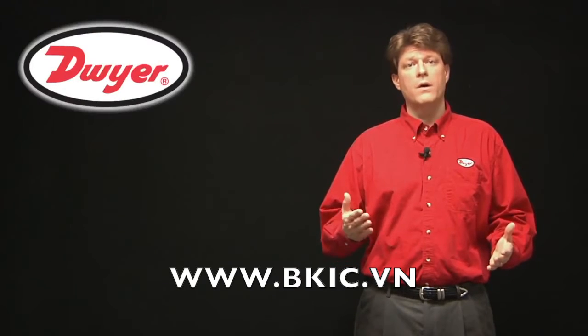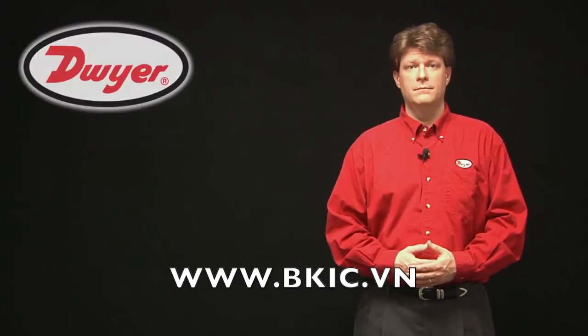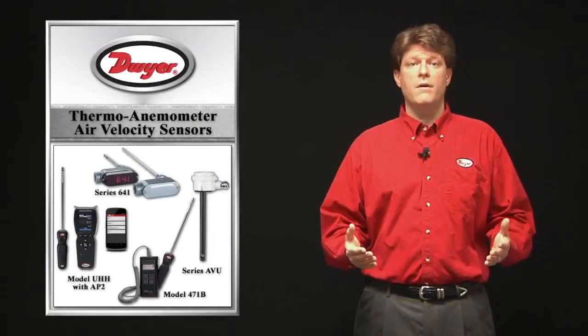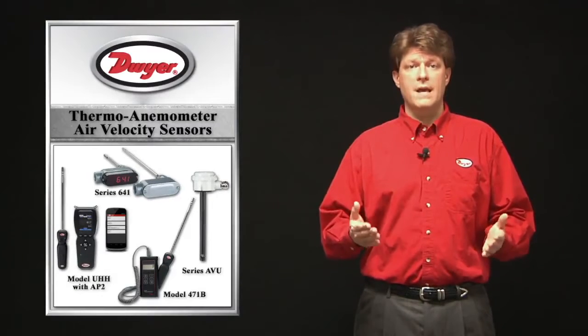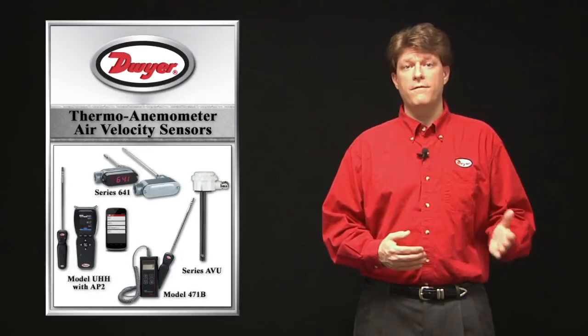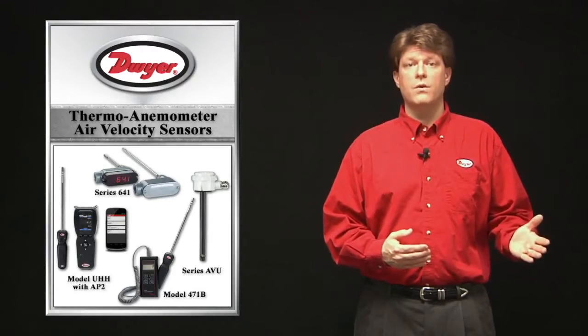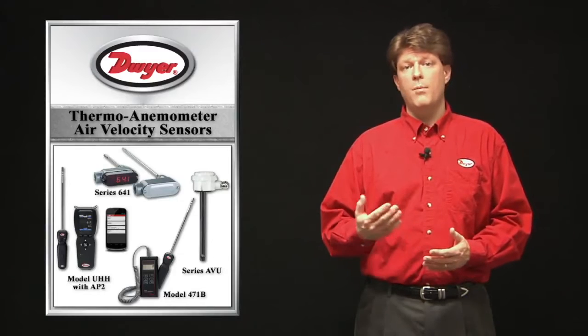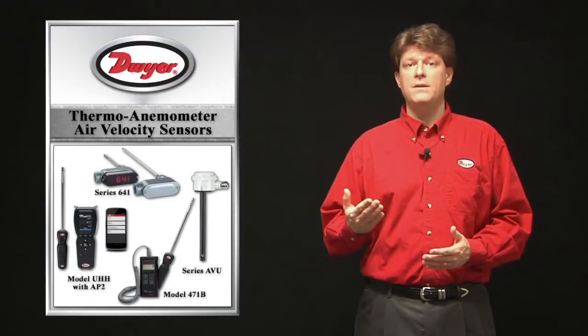In this video, I will cover thermal anemometer or hot wire air velocity sensors. THUient Instruments offers many air velocity measuring products that use thermal or hot wire sensors as the sensing element. There are fixed duct mount styles for continuous monitoring, such as the Series 641 air velocity transmitters, and portable insertion styles for testing, such as the 471B and AP2 handheld instruments.